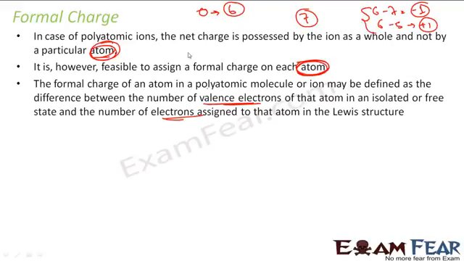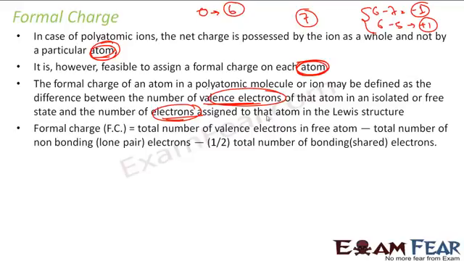This is the natural state, how many electrons that atom should have, minus the number of electrons assigned to the atom in the Lewis structure. Generally it is the same, that's why there is no formal charge on the atoms in most cases, but in some cases they do have some formal charge. The formula is pretty simple. It is the number of electrons in the free state for the atom minus the total number of non-bonding electrons and 1 by 2 of the total number of bonding electrons, because the bonding electrons are shared between 2 atoms, so it is half of the bonding electrons.